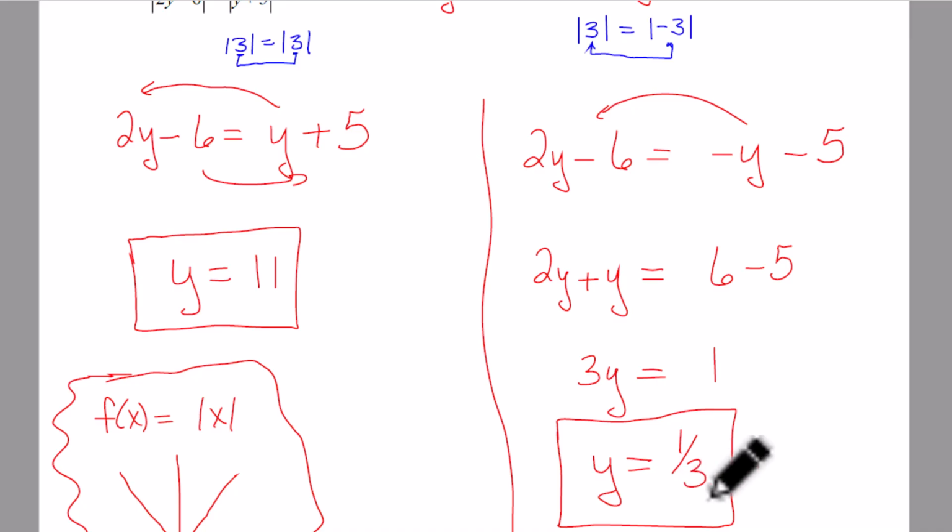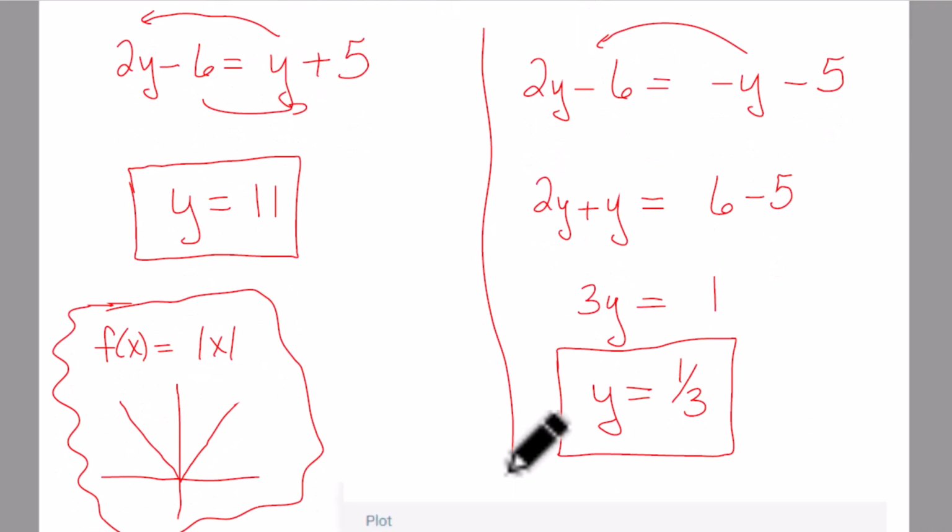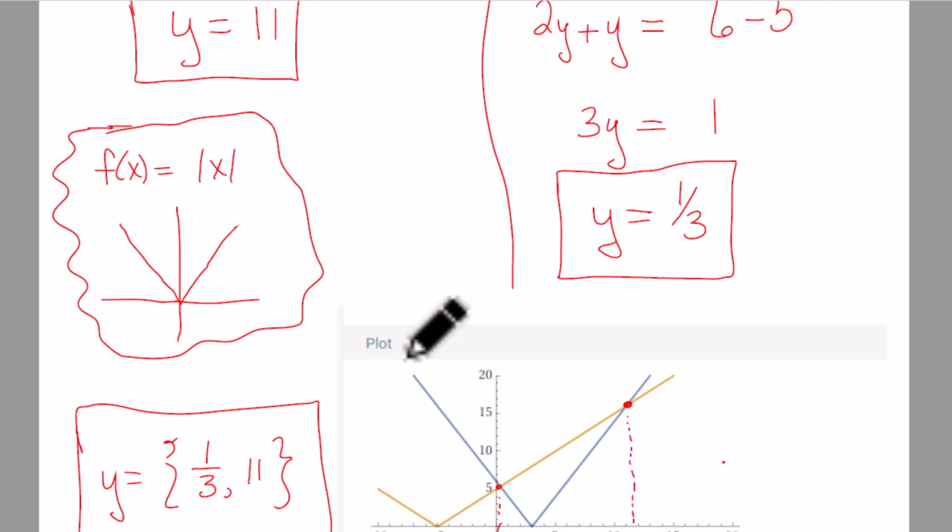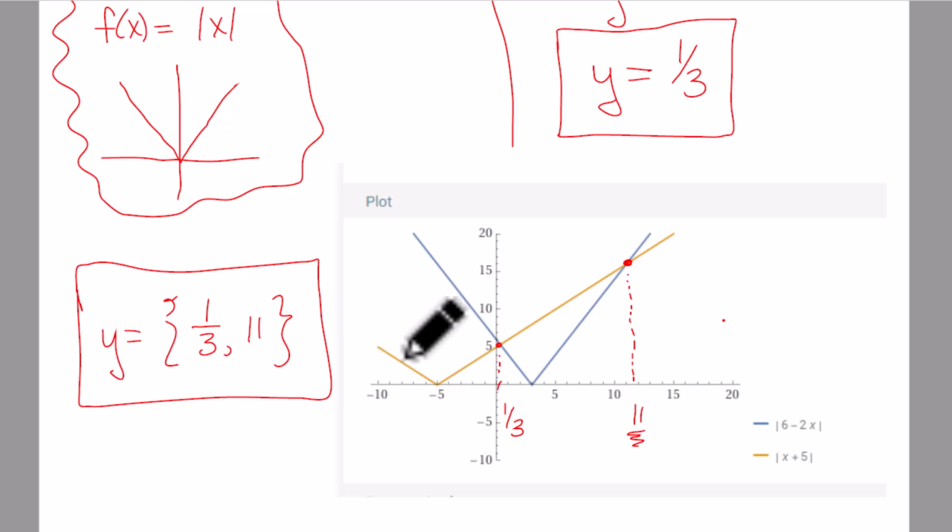Now, eventually, we're going to see that the graph of absolute value is a V-shaped item. So what this problem is doing is if I graph each of my V-shaped items, when you set them equal, it's showing me where the two graphs intersect. And here they're intersecting when x is 1/3 and when x is 11.